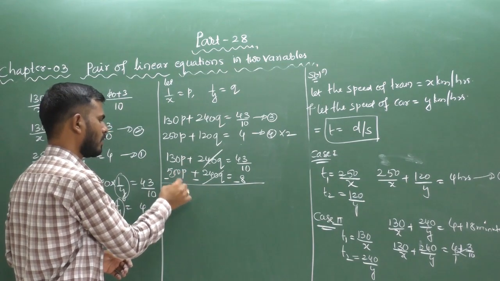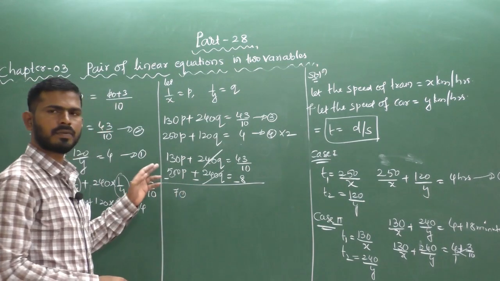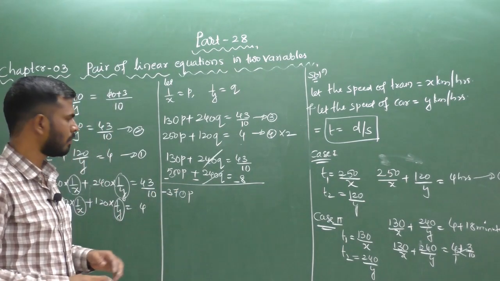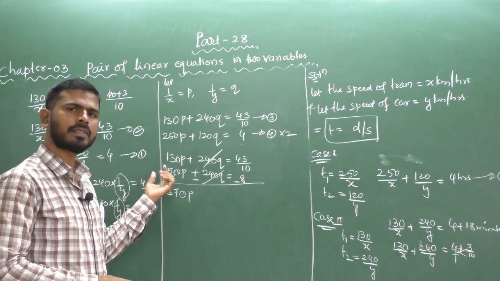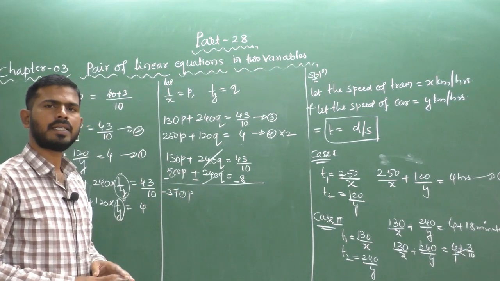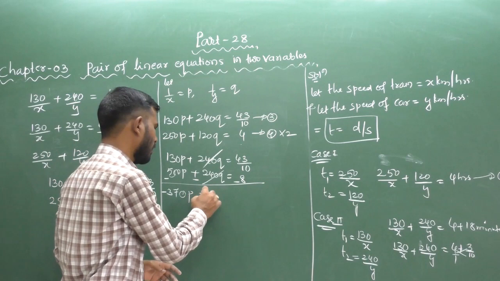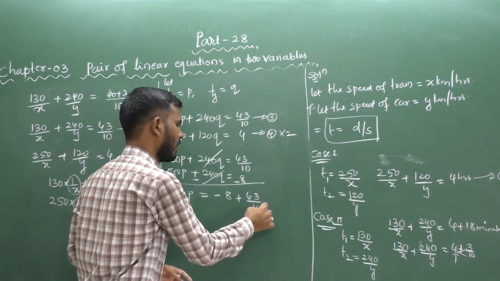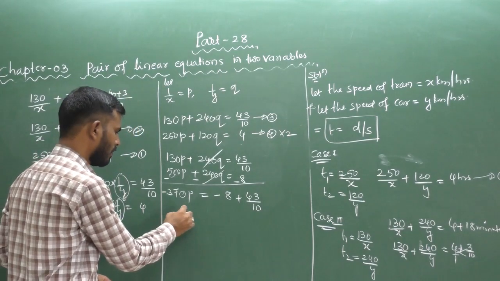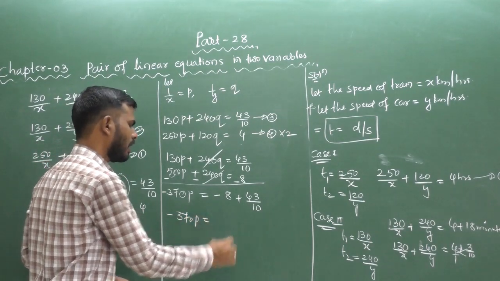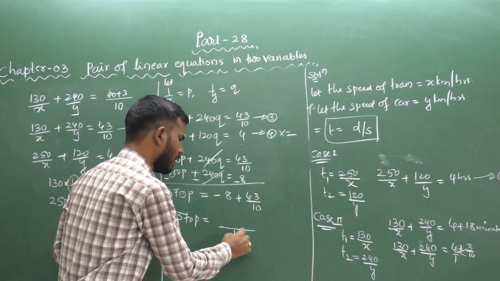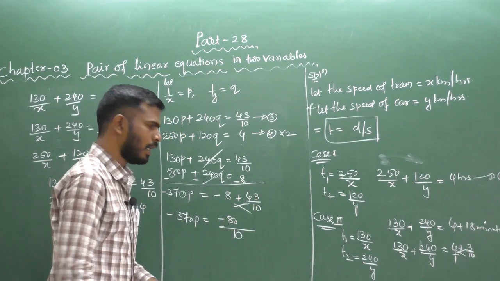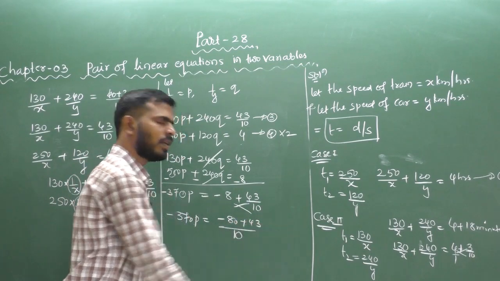Take carry: 10 minus 7, and this one is 4. 4 minus 1 is 3, so we get minus 370p, because the greater number is 500 and it is on the backside, that's why I write minus 370p. Similarly, minus 8, this one is plus 43 by 10. Next you have to simplify: 370p equal to, LCM is how much? 10. Cross multiplication: 8 into 10 is 80, plus 43.